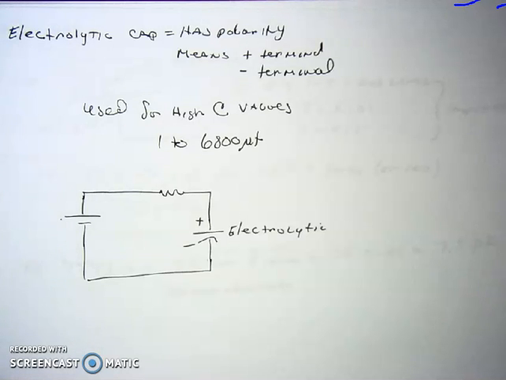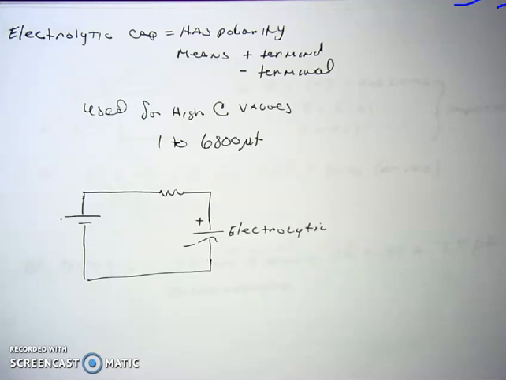The electrolytic has polarity. If you hook up an electrolytic incorrectly, it will explode. That's because there is an oil-based material in there, and if you hook it up wrong, that oil-based material can start heating up and expand, and that's what causes it to explode on you. So please keep in mind the electrolytic capacitor has polarity, and you need to pay attention to it.